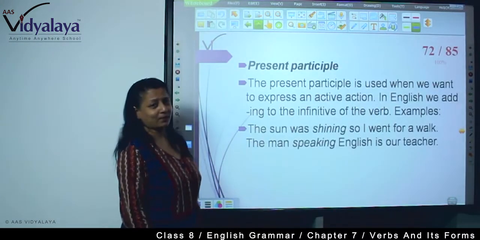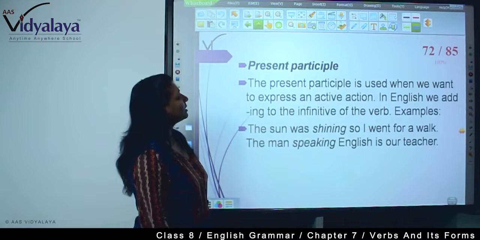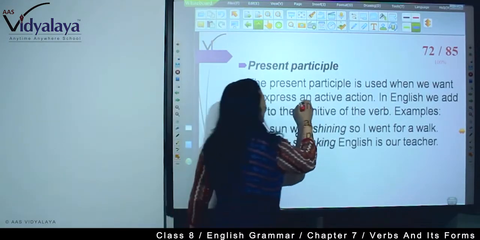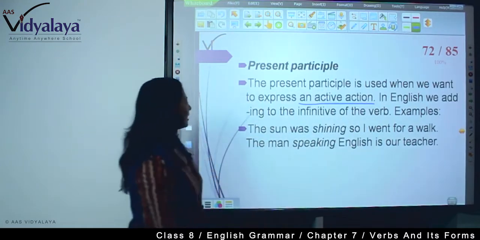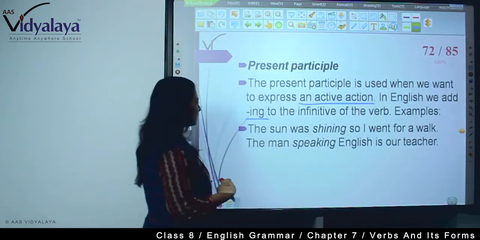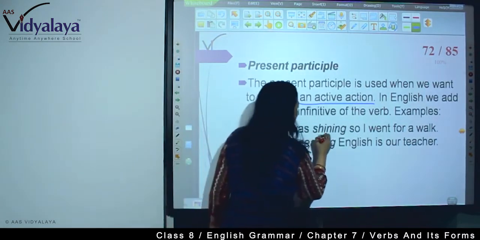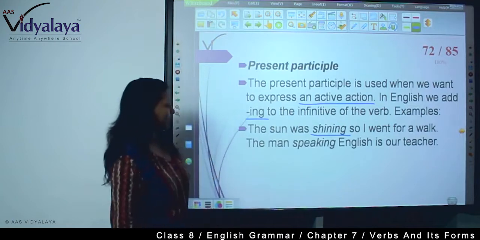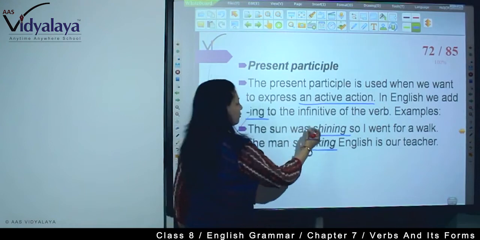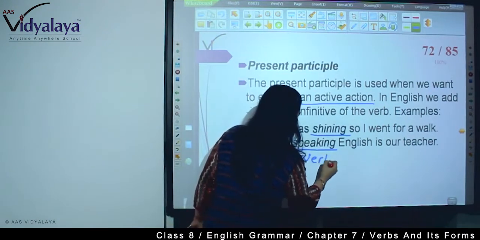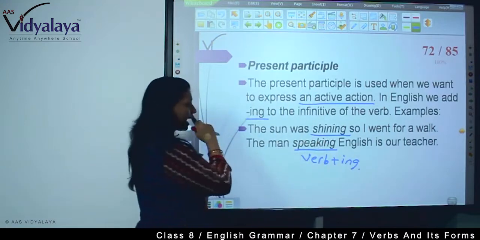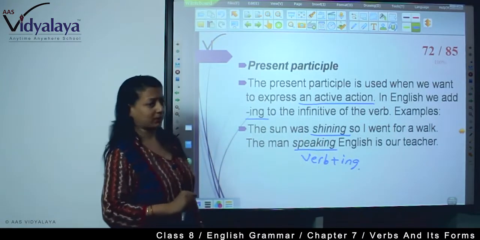Now participle, present participle. Present participle is used when you want to express an active action and we add ing to the infinitive of the verb. For example, the sun was shining. The man speaking English is our teacher. So verb plus ing, base plus ing, and these are present participle, right?